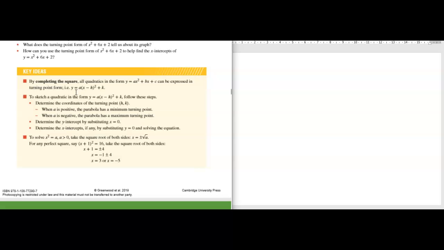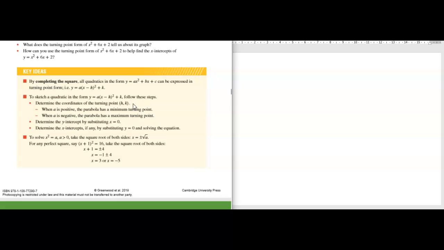So when it's in this form, y equals a times (x minus h) squared plus k, we can read off key features. In 7C, we looked at using factorization to sketch parabolas. That's good because we get the x-intercepts, we can get the y-intercept, and then we also use the x-intercepts to get the turning point. When it's in turning point form like this, and to get it in this form we complete the square, you can see some key features straight away, and they're different key features.